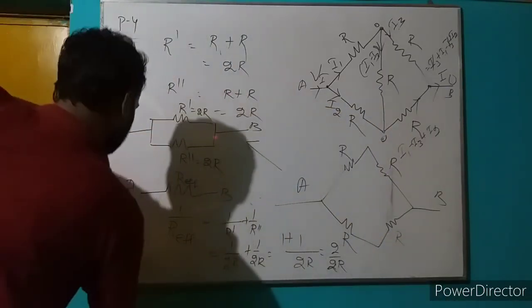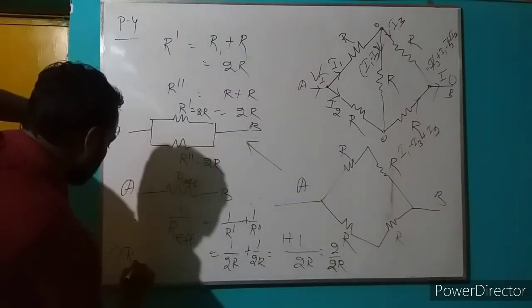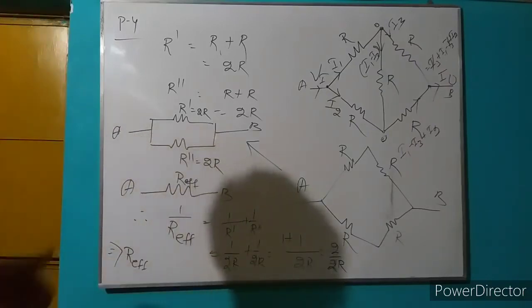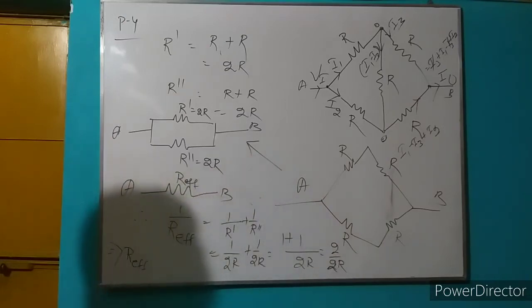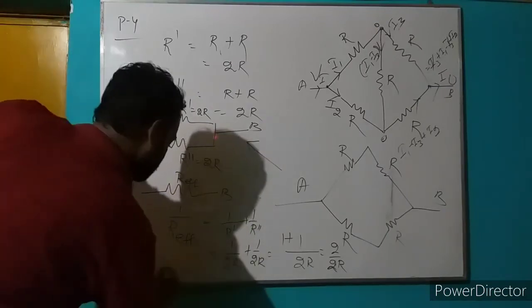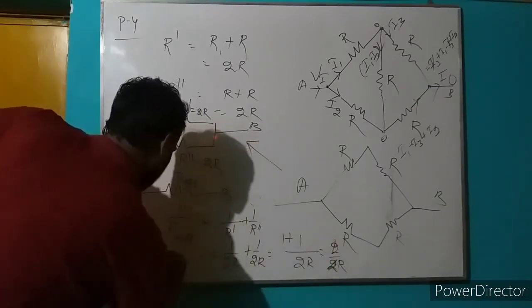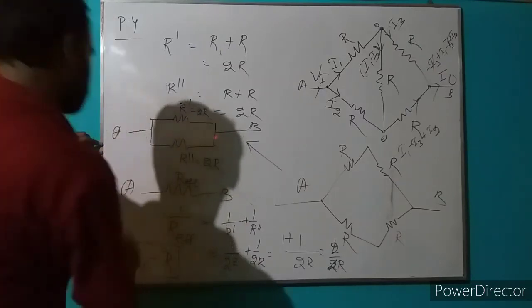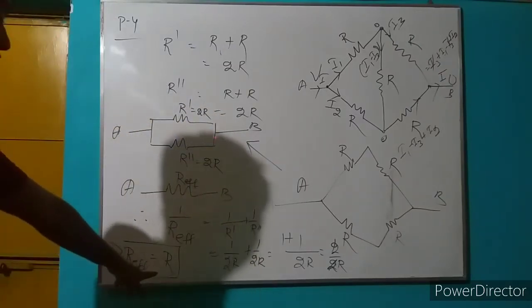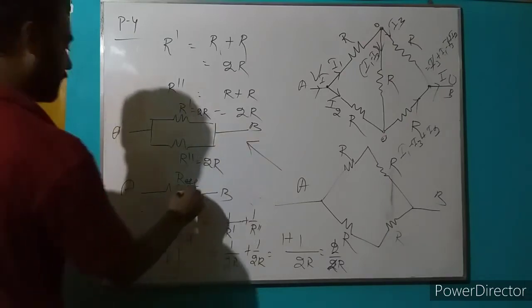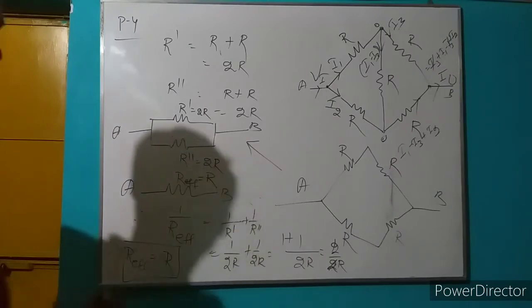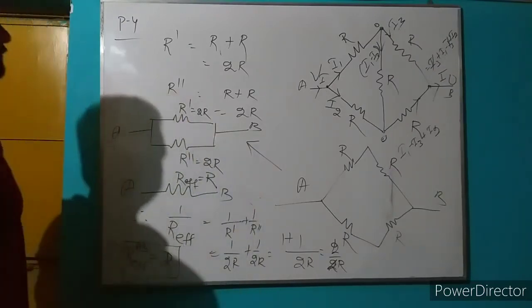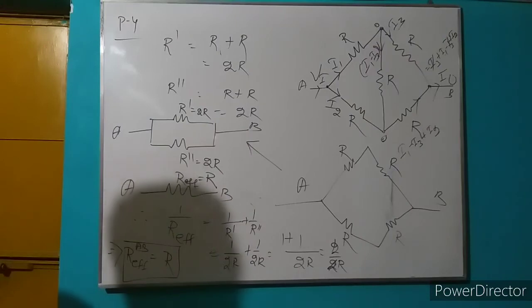Okay, so that implies r effective equals what? That means 2 cancels out, so r effective is r. So the net effective resistance when they are connected in parallel is given by r. Please note it. So r effective across AB equals r. So this is problem number 4.